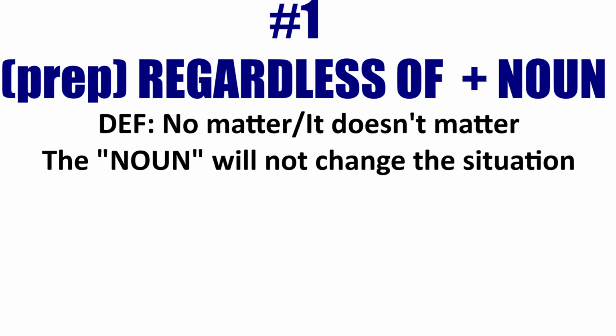Here we go. Number 1, regardless of. Regardless of plus noun or noun form means the noun will not change anything. The noun does not matter. A synonym for regardless of is no matter. Let's look at an example.